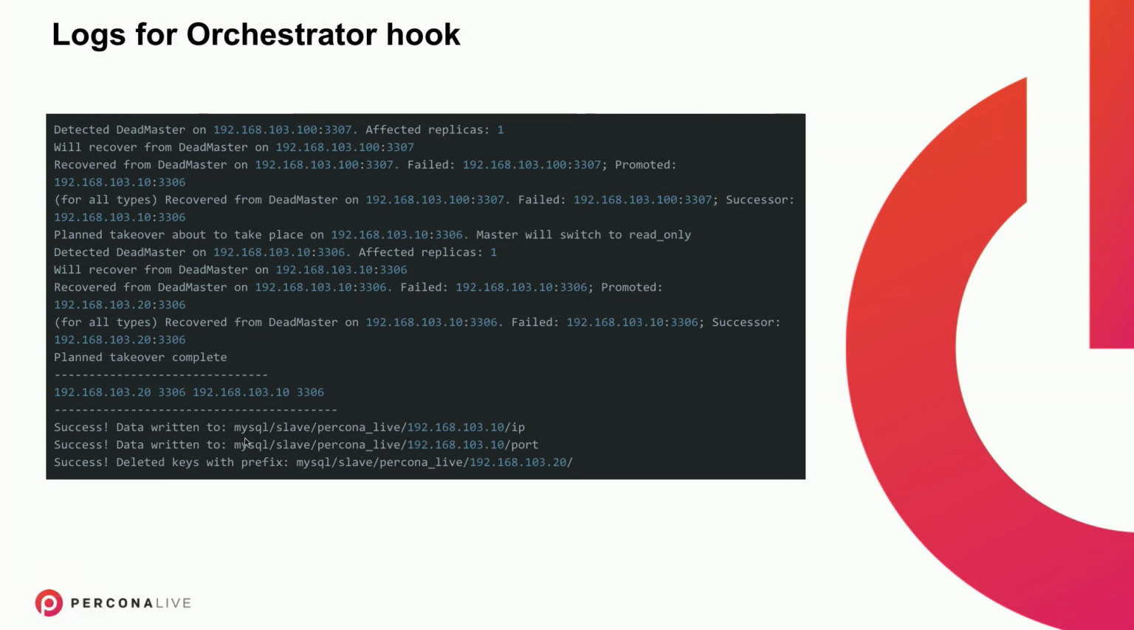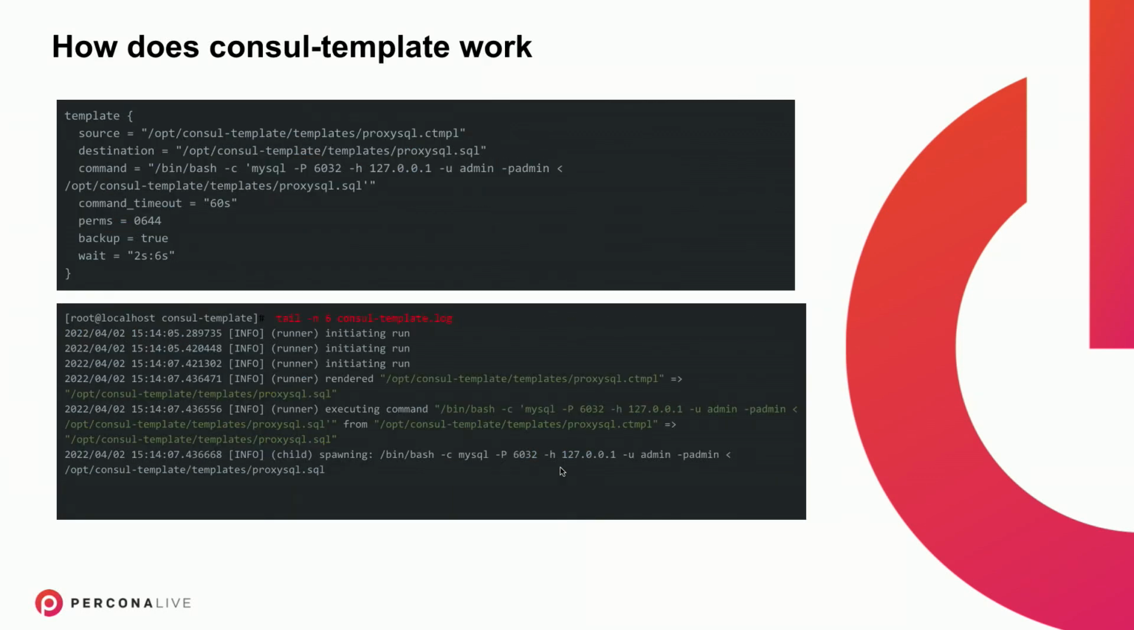So you see that data written, and we have added 192.168.103.10 and we have removed the new master 103.20. This is how the Consul template looks. The Consul template reads the template and replaces the values from Consul, source and destination. It creates a ProxySQL.sql file by replacing the values from Consul, and then it executes the command. I have written the commands very clearly so it can be understood.